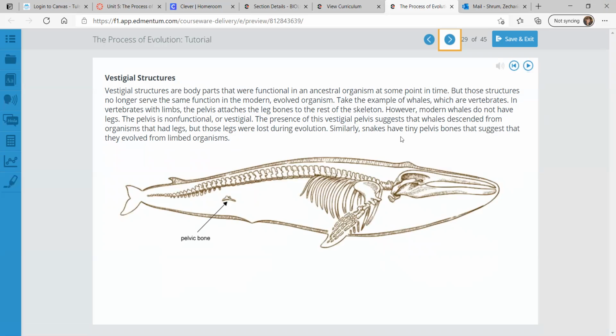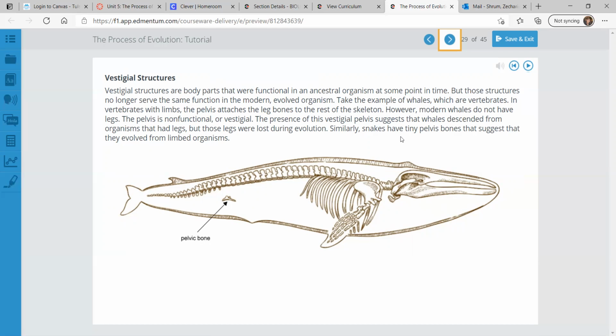Now, there are other types of structures called vestigial structures. These are body parts that were functional in an ancestral organism at some point in time, but those structures no longer serve the same function in the modern evolved organism. So, take, for example, a whale.